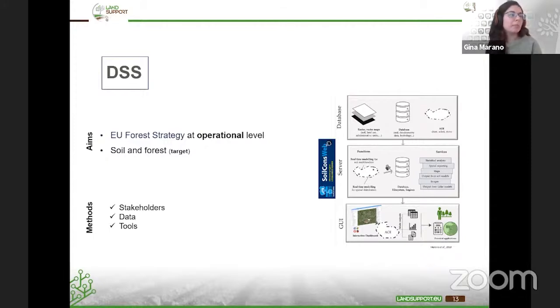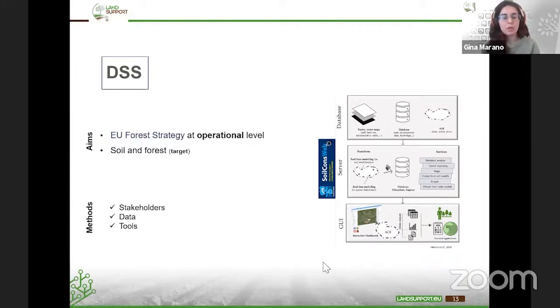The method we chose to proceed with this challenge was, of course, to involve stakeholders, because we had no other way to design or even think about the different possibilities, which problems are there on the ground, which problems the forest practitioners are facing. And of course, we had to put our hands on the data. This was quite a challenge in itself, and then start designing appropriate tools for that. I'd say that we were much inspired by the SoilCons Web.